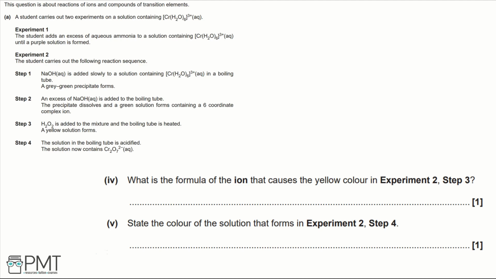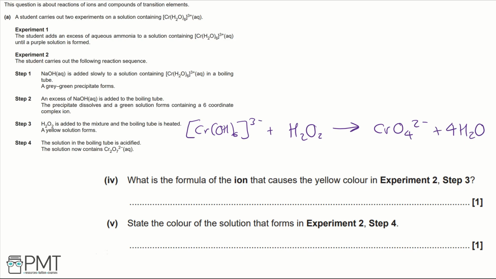The reaction for step 3, or equation, would be our 6-coordinate complex ion, [Cr(OH)6]3- plus H2O2, and that's going to produce our CrO4 2-, which is a yellow solution, and we're also going to produce 4 H2Os, and this balances the equation. Therefore, the formula of the ion that causes the yellow colour is our CrO4 2-. So we write this on the answer line.